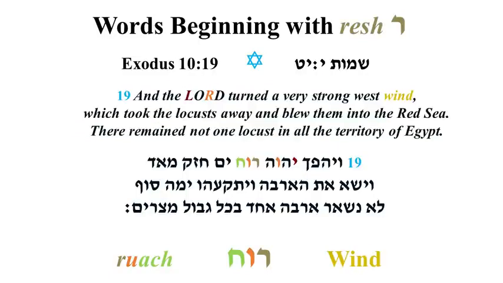also means wind. Exodus 10:19, "And Yahweh turned a very strong west wind, Ruach, which took the locusts away and blew them into the Red Sea. There remained not one locust in all the territory of Egypt." Interesting that the word spirit and the word wind are the same in Hebrew. You know, the spirit is something you can't see, but you can feel it. You know it's there. The same with wind. You can't see it, but you know it's there. You feel it.